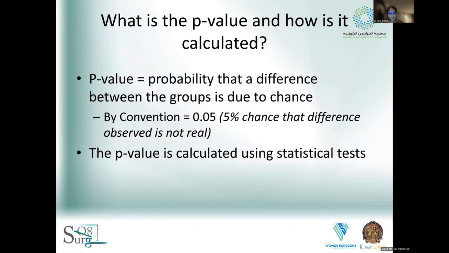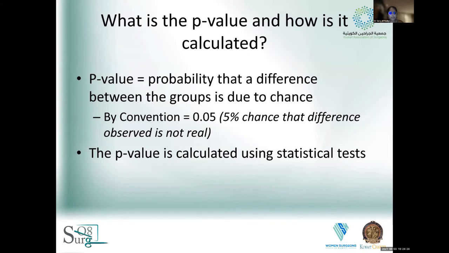So what is a p-value and how is it calculated? Okay, this is not a proper statistical definition because some of the definitions get into type 2 error and I just find it's too wordy. But in simplicity, it's the probability that a difference between the groups is due to chance, okay? By convention, we set the threshold to 0.05. So just think of it, I know it's inaccurate, but as a 5% chance that any differences you see are not real.